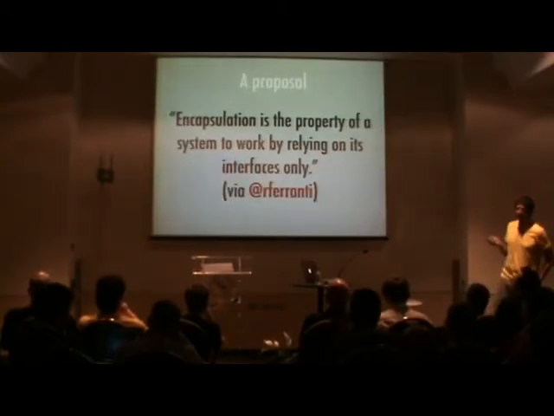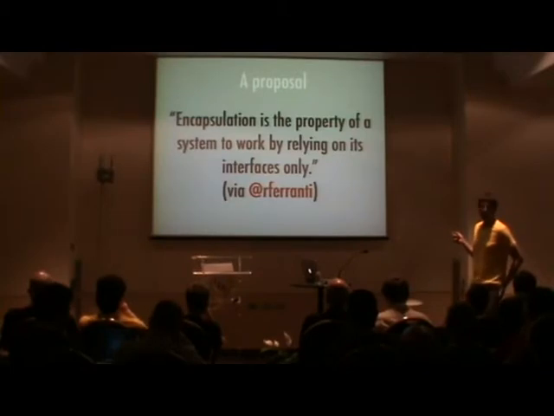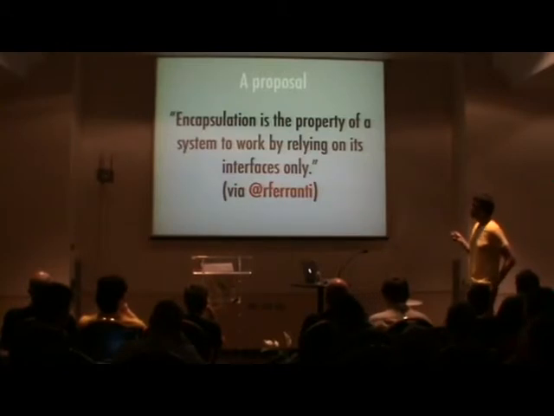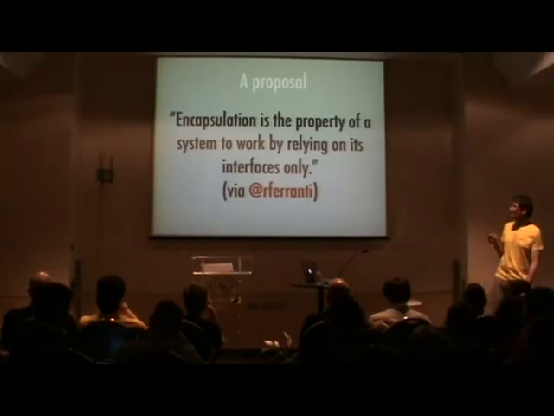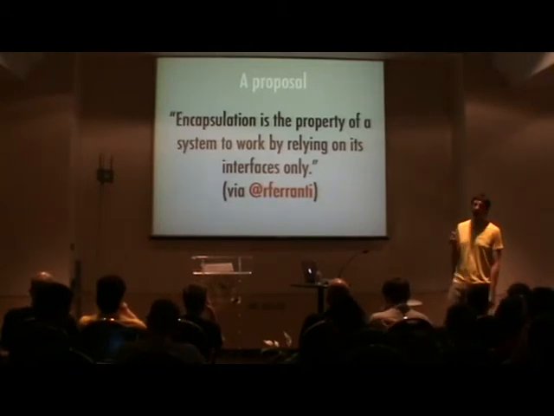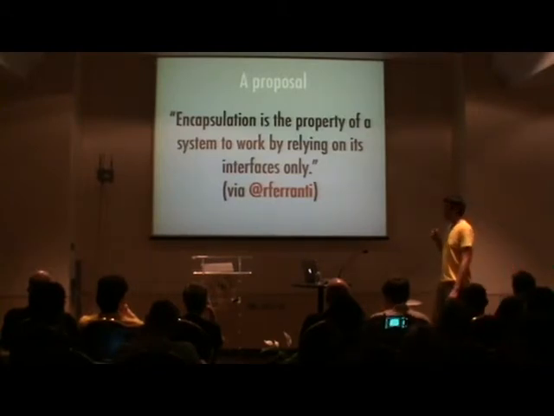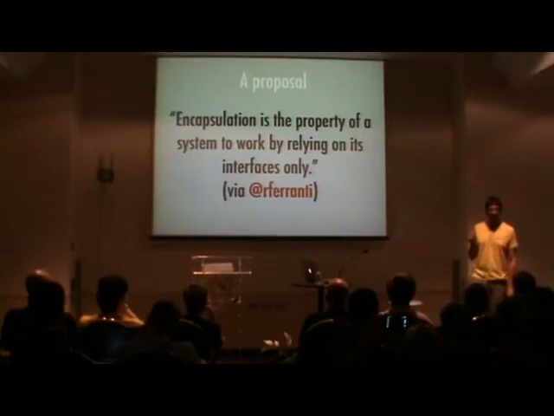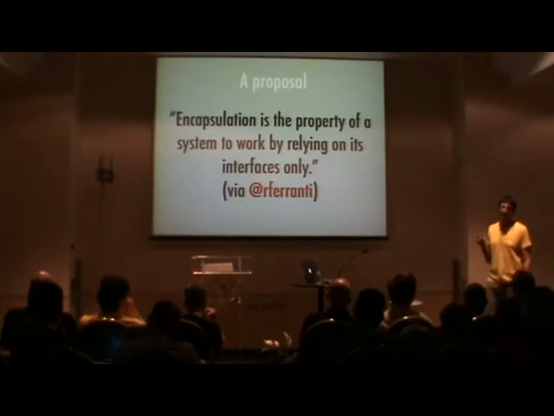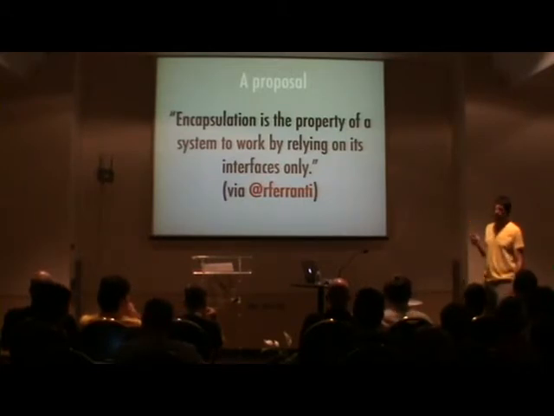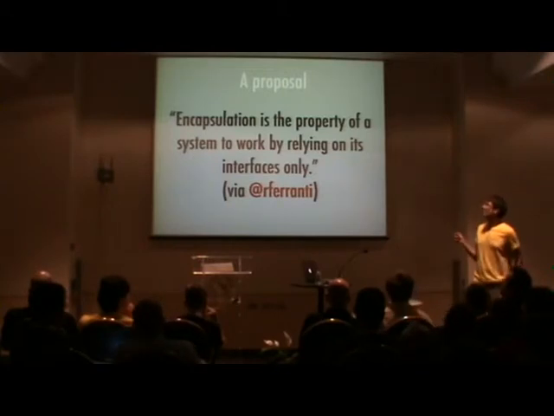So I have a proposal which arose during a conversation with a former colleague of mine. I don't remember where he took this information, so I might not be giving the right credit to the proper people. So encapsulation is the property of a system to work by relying on its interfaces only. This is slightly different. So the point of encapsulation is not that you mustn't use the methods of an object if you're not part of the interface. The point is that you don't need to use them. I will clarify in a moment.